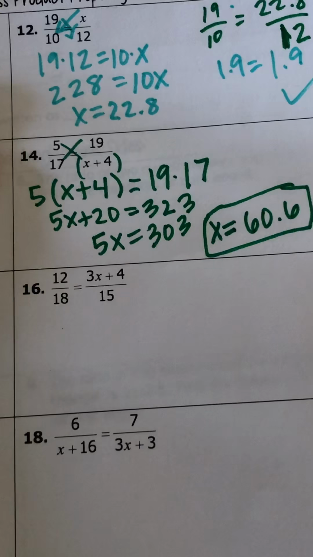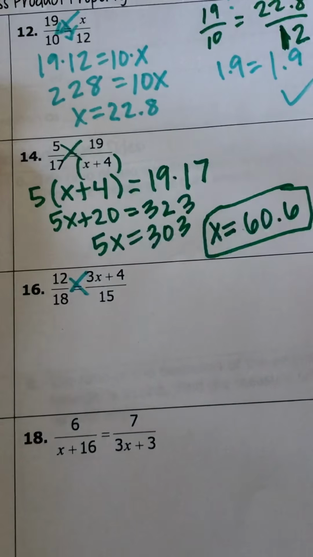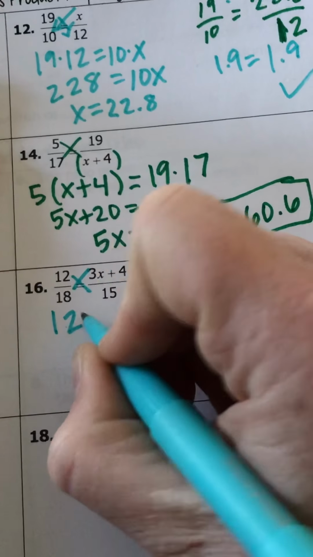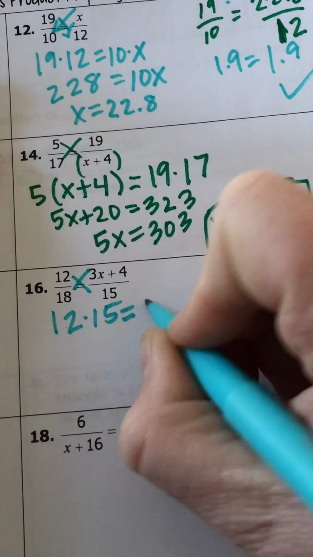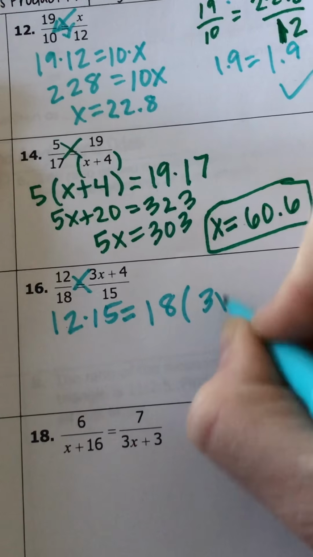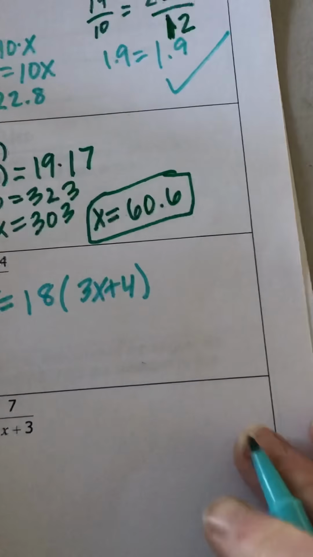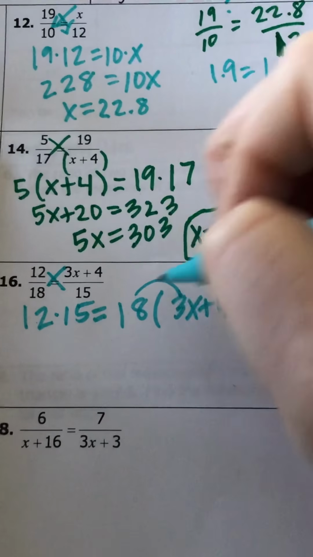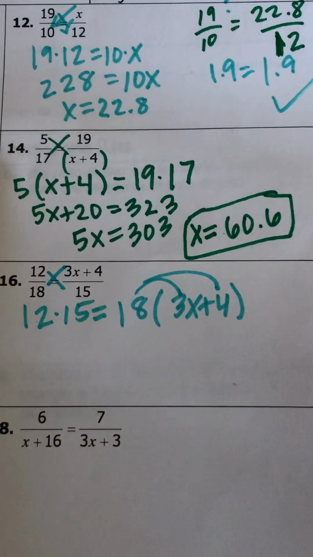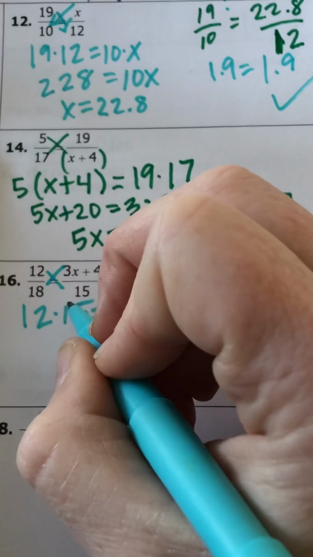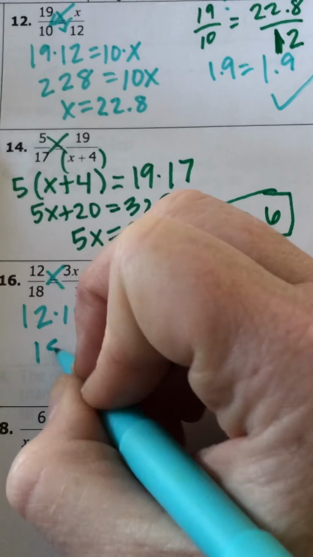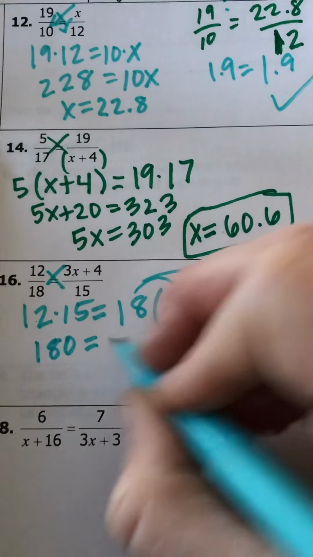All right, next, cross, cross. Okay, so 12 times 15 equals 18 times 3x plus 4. Okay, then don't forget to distribute that 18 to both terms. Okay, this will give me 180 equals.